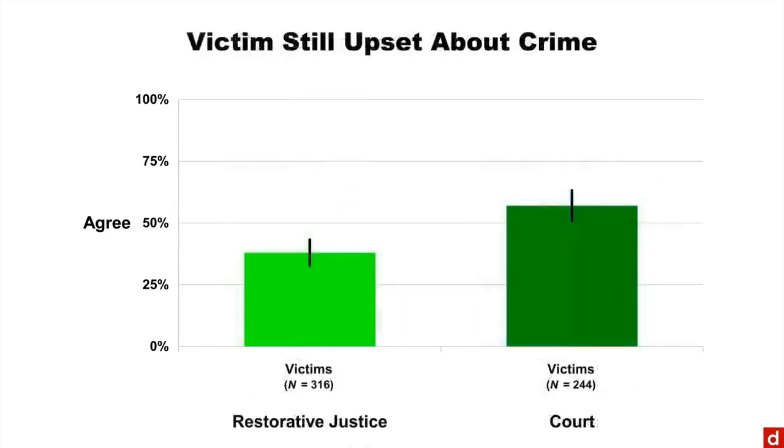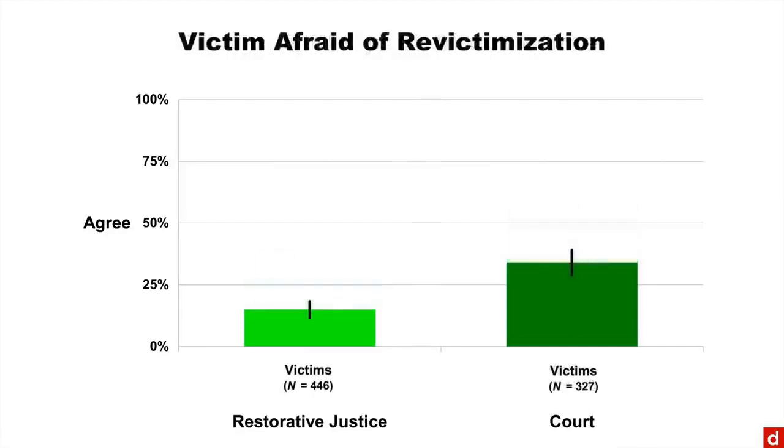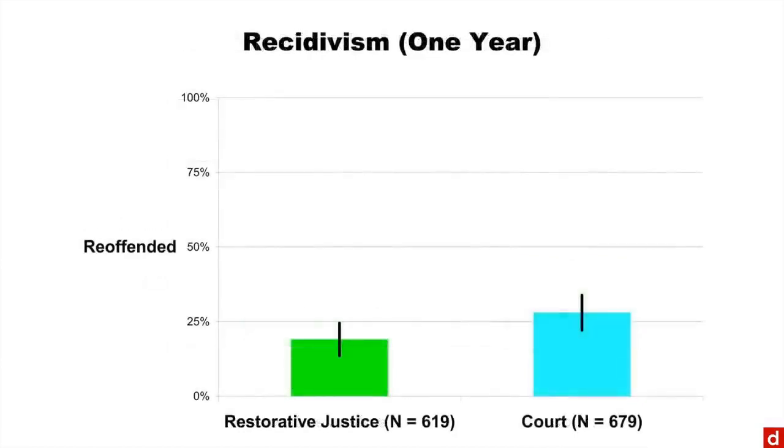Whether the victim is still upset about the crime, now the bars are a little different. And whether they're afraid of re-victimization, that's over a 2-to-1 difference. And then finally, recidivism for offenders, or reoffending. And you see a big difference there.